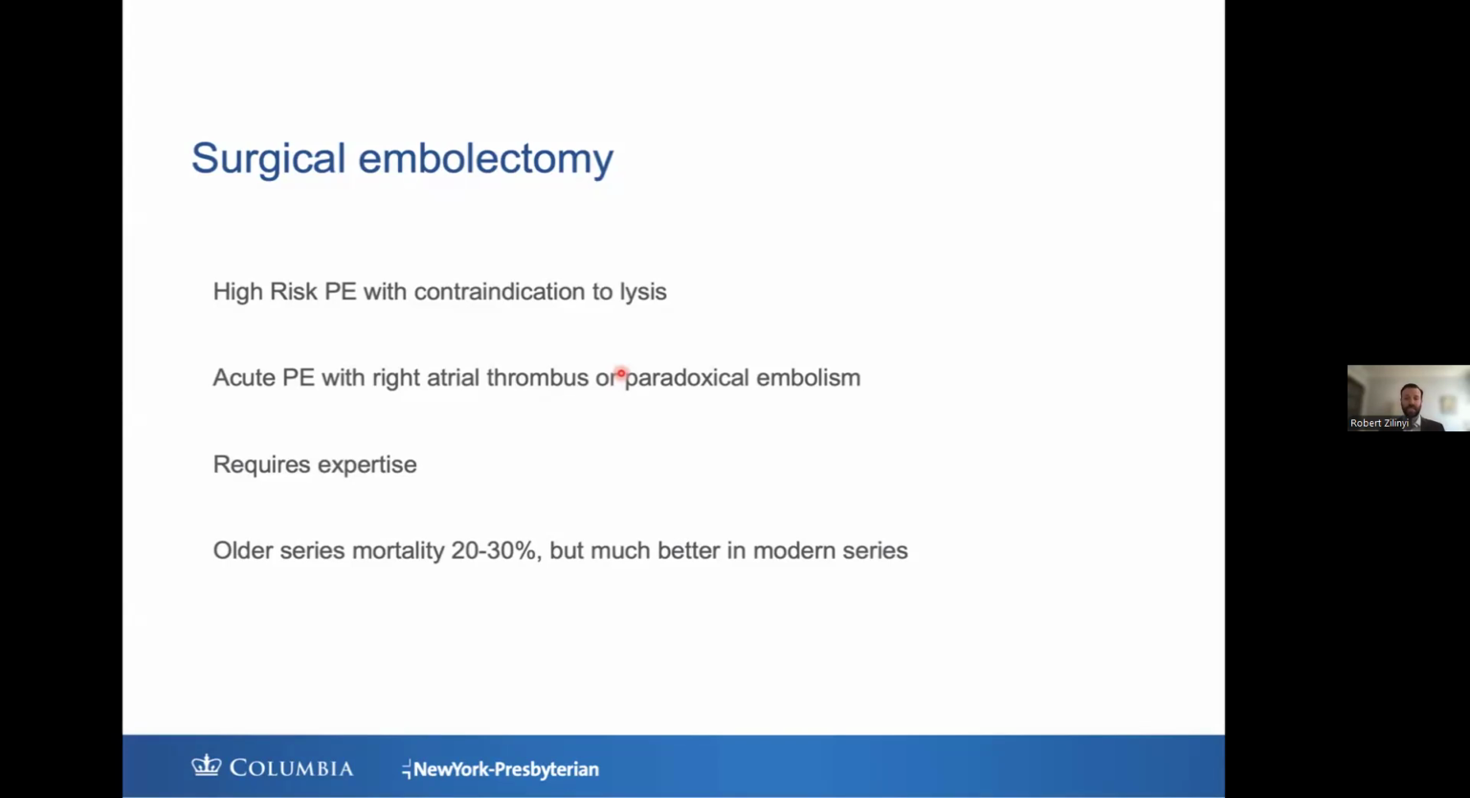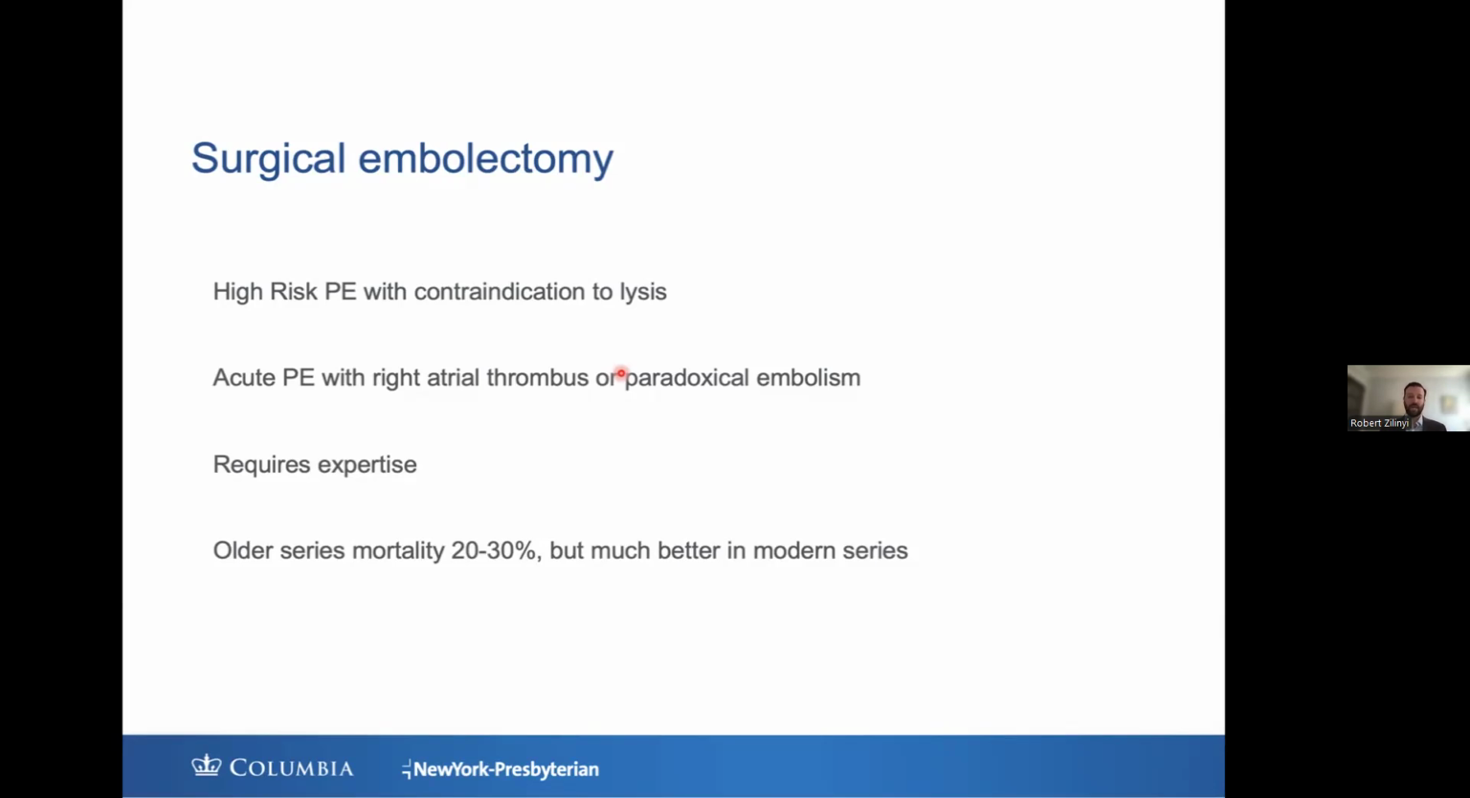But in expert centers, we do have adjunctive therapies, and the paradigm may be shifting. So in surgical embolectomy, we think about high risk and some intermediate high risk patients who have contraindications or showing signs of hemodynamic collapse. Some patients with right atrial thrombus or paradoxical embolism may be appropriate for surgical embolectomy to prevent left-sided embolism of the PE or the clot in transit. And you need expert surgeons who know how to and can facilitate appropriate, timely care of getting the patient to the OR.